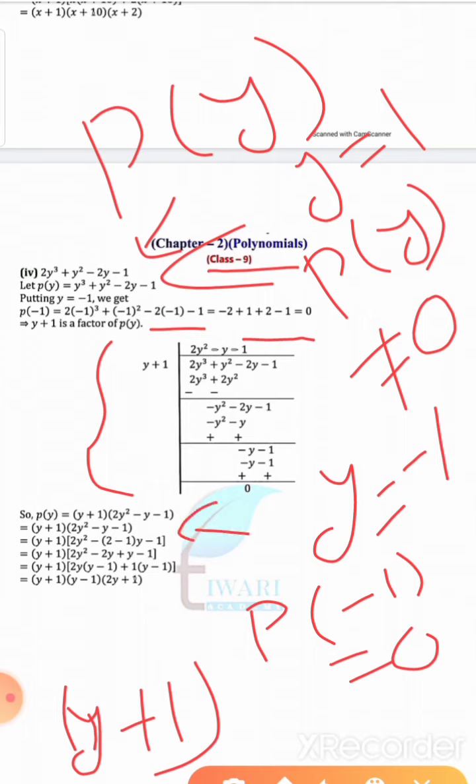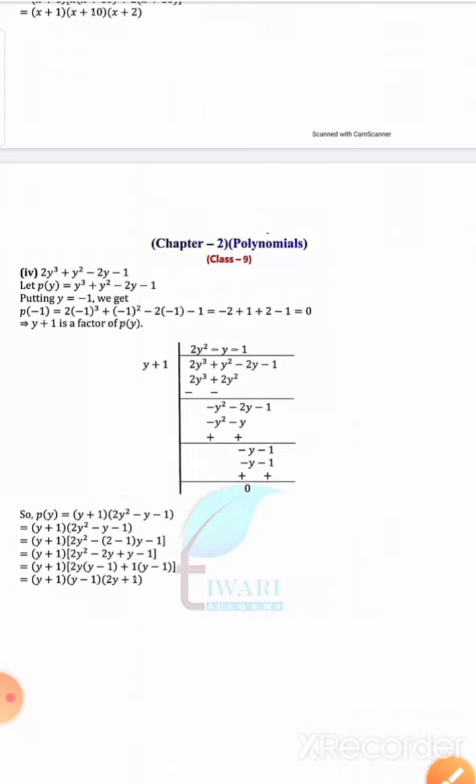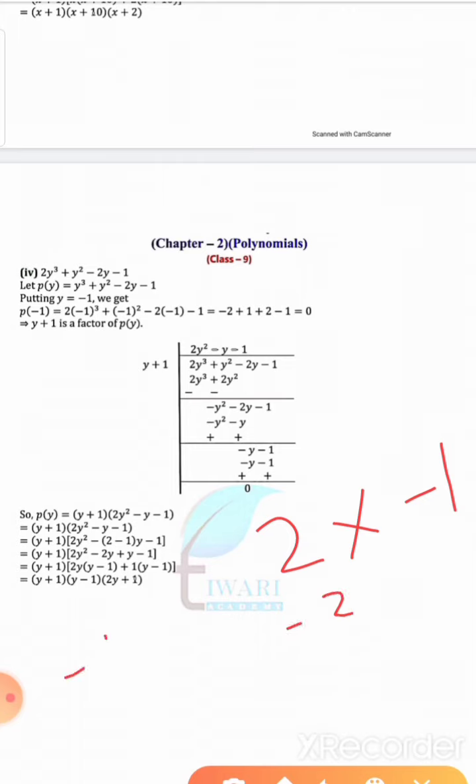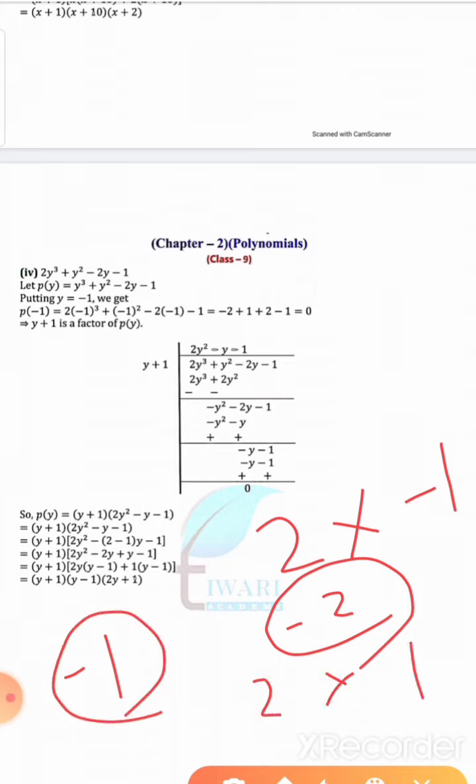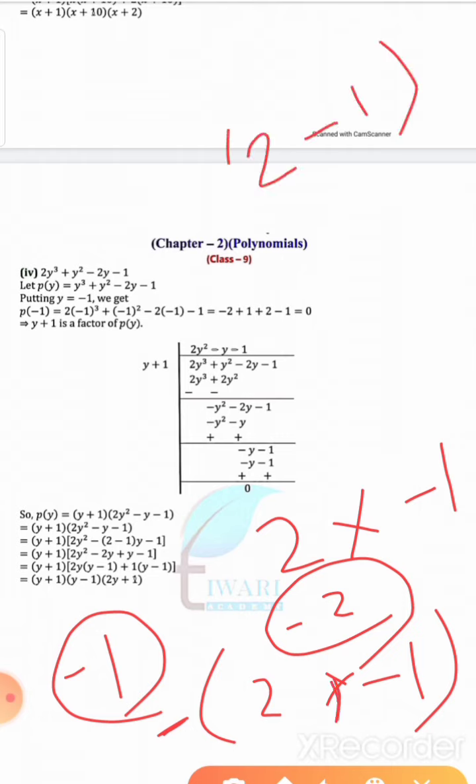Again the second factor is in quadratic form. So we factorize this using the middle term splitting method. Here the coefficient of y² is 2 and the last term is −1. So multiplying 2 into −1 we get −2, and the middle term is −1. So we factorize −2 as 2 into 1, and we want the middle term −1. So for the two numbers we use 2 and −1, with the negative sign outside.